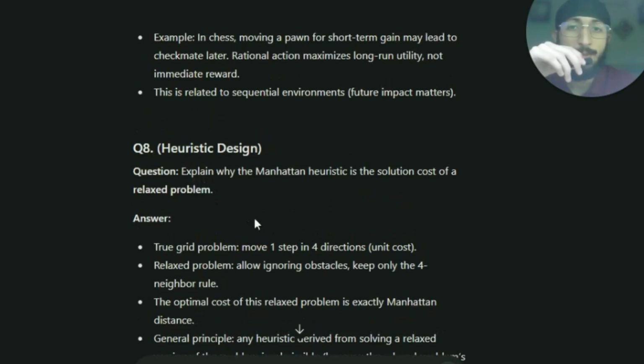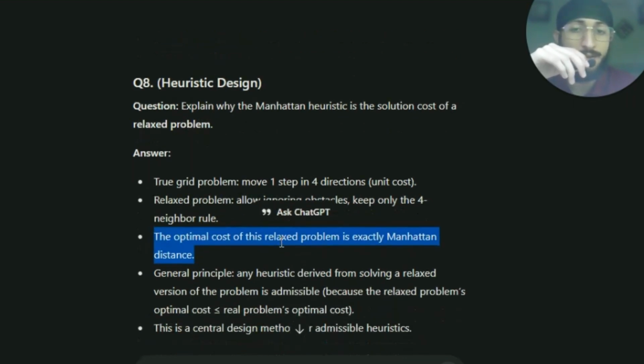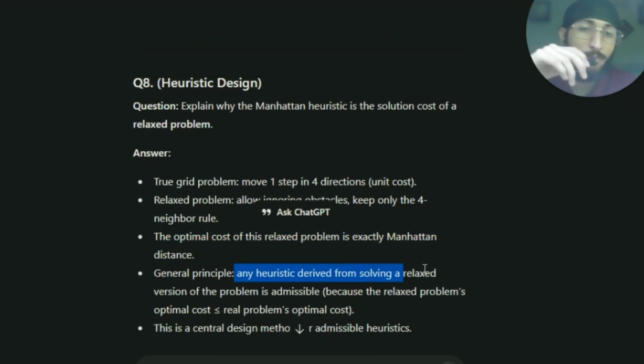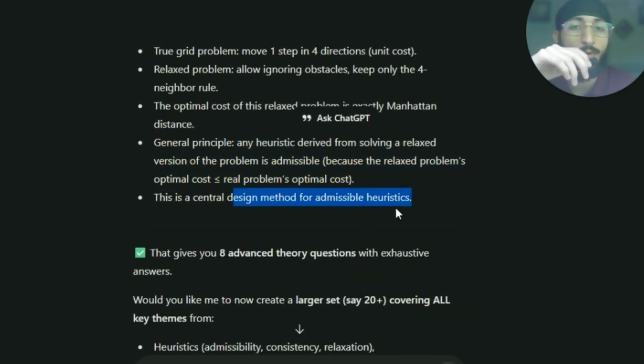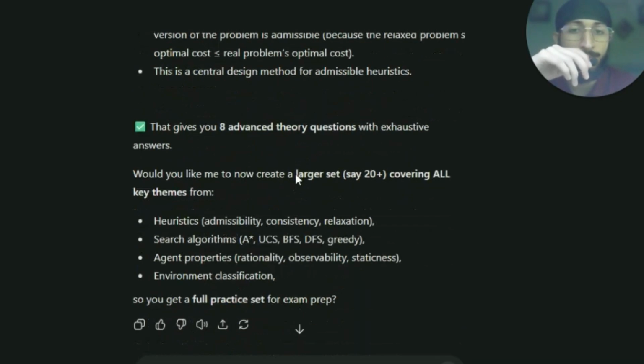Now, explain why the Manhattan heuristic is the solution cost of a relaxed problem. True grid problems move one step in 4 directions, unit cost. A relaxed problem allows ignoring obstacles, keeping only the 4-neighbor rule. The optimal cost of this relaxed problem is exactly Manhattan distance. The general principle is that any heuristic derived from solving a relaxed version of the problem is admissible because the relaxed problem's optimal cost is less than or equal to the real problem's optimal cost. This is a central design method for admissible heuristics.